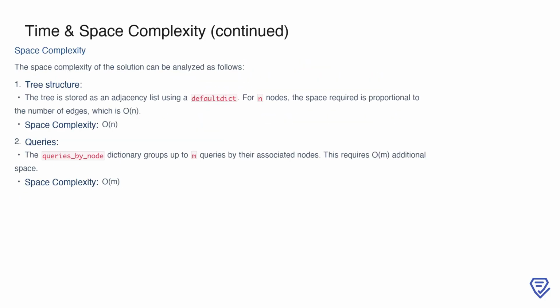Now let's analyze the space complexity of the solution, starting with the tree structure. The tree is represented as an adjacency list, which is implemented using a defaultdict. For n nodes, the space required is proportional to the number of edges, which is O(n). Next, we consider the space used by the queries_by_node dictionary. This dictionary groups up to m queries based on their associated nodes, and thus requires additional space of O(m). Together, these two components contribute O(n) and O(m) to the total space complexity, respectively.